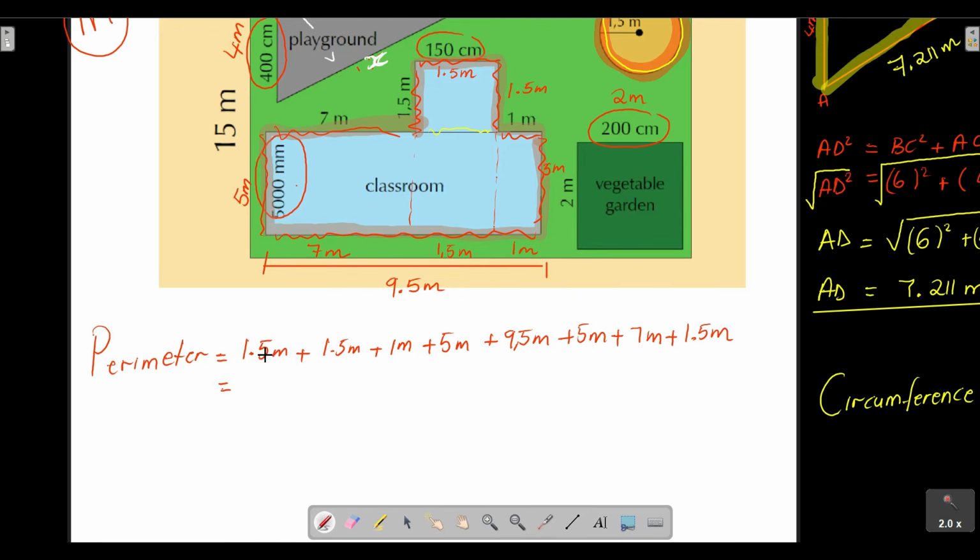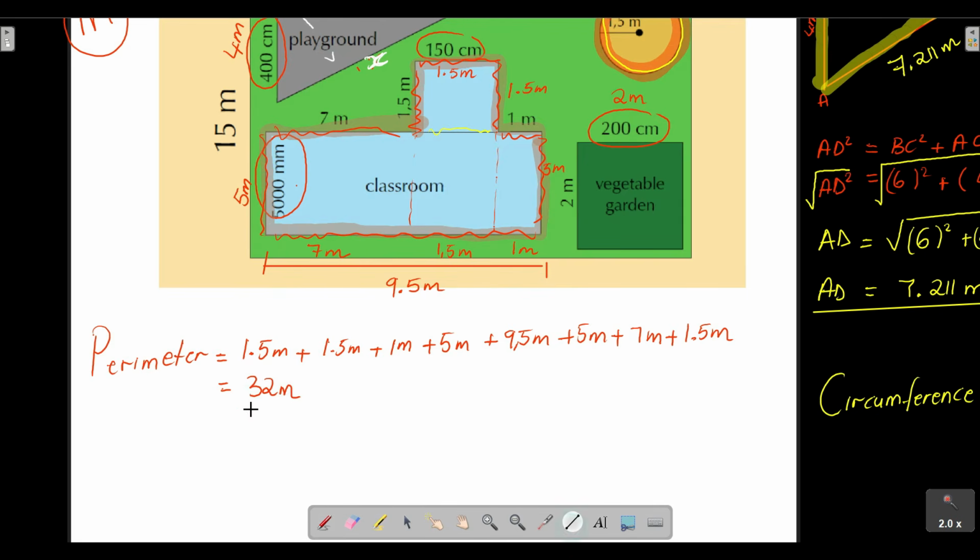Perimeter is the outline of our shape. Even if you're given an irregular shape, if you just add up the length around that outline, you can just get the perimeter. So if you take 1.5 plus 1.5 plus 1 plus 5 plus 9.5 plus 5 plus 7 plus 1.5, you'll get that the perimeter of this shape is 32 meters.